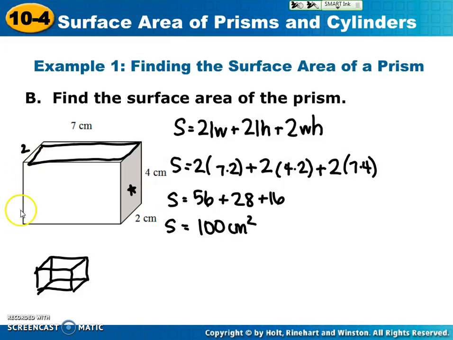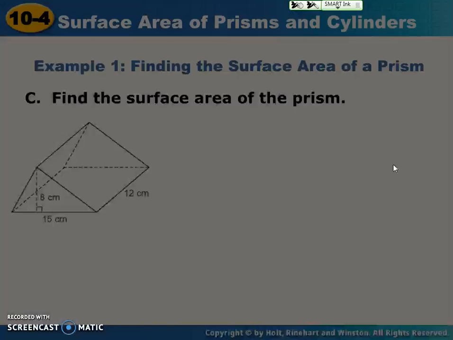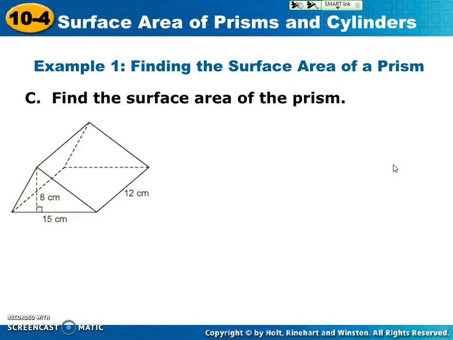All right, so we found the area of each box, multiplied them by 2, and then added them together. Please pause to make sure you get this all written down, and I'm heading on to the next one. Here next we have a triangular prism. So go ahead and make your shape here. All right, that's how we draw it. Label what you know. Go ahead and pause this.